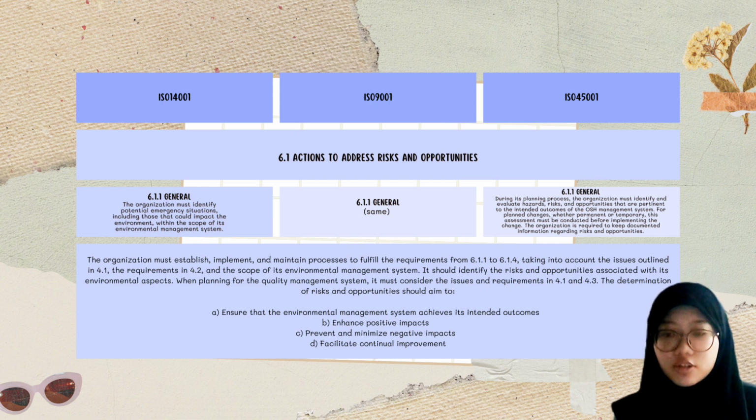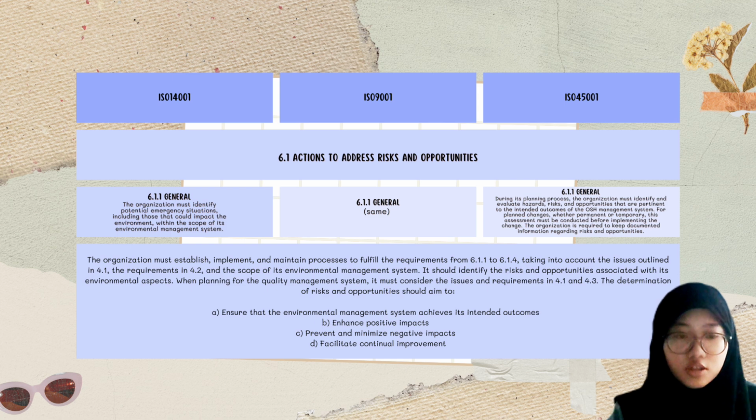So it should identify the risks and opportunities associated with environmental aspects. When planning the QMS, it must consider the issues and requirements in 4.1 and 4.3. The determination of risks and opportunities should aim to ensure that the EMS achieves its intended outcome, enhances positive impacts, prevents and minimizes negative impacts, and facilitates continual improvement.